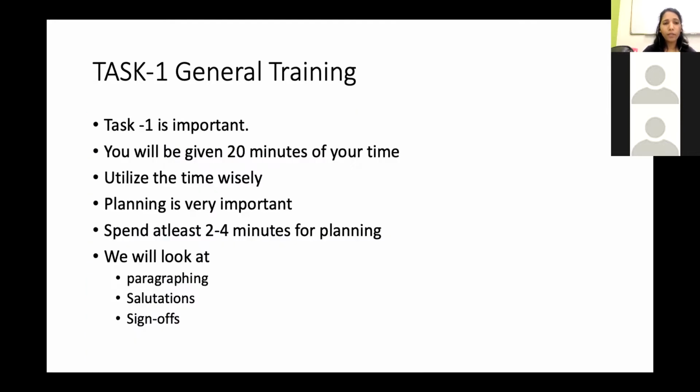Moving on. Task 1 and task 2 will be given to you, and you're given exactly 60 minutes, and you have to complete both tasks in the given time. So everyone strongly recommends that you take about 20 minutes of your time for your task 1. 2 to 4 minutes has to be spent only for planning.